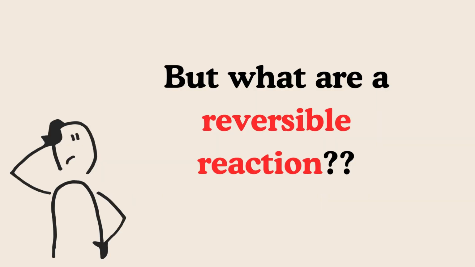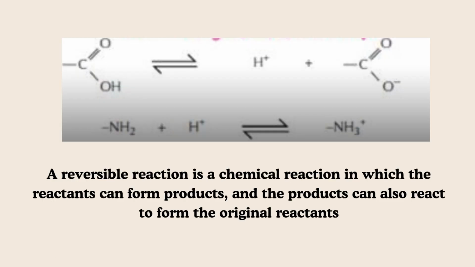But what is a reversible reaction? A reversible reaction is a chemical reaction in which the reactants can form products, and the products can also react to form the original reactants.